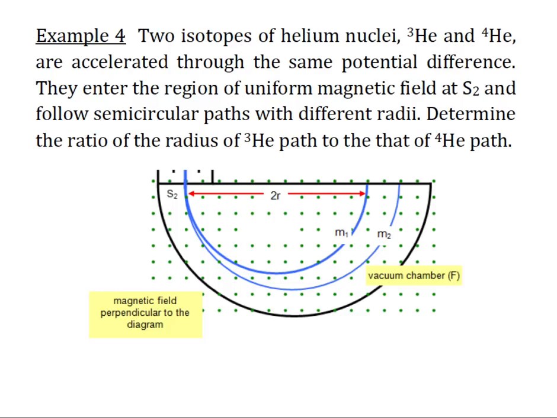So example 4, two isotopes of helium nuclei, He3 and He4, accelerated through the same potential difference. They enter the regions of uniform magnetic field at S2 and follow a semicircular path. So actually, semicircular path is actually the circular path. So there's no doubt about that. And the helium-3.